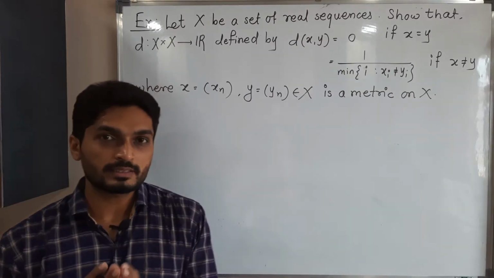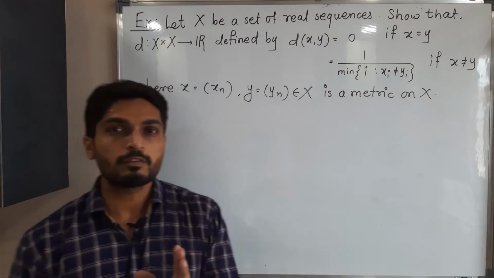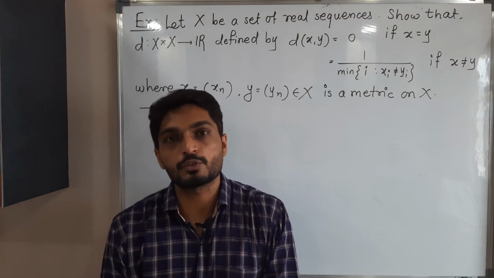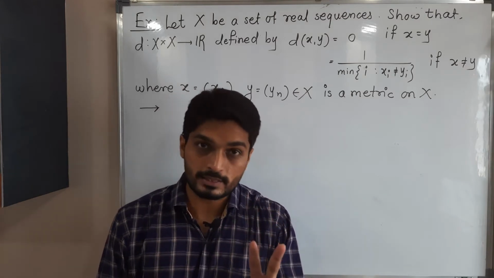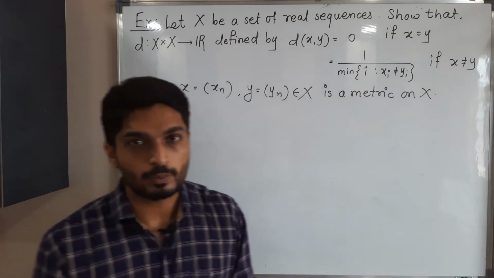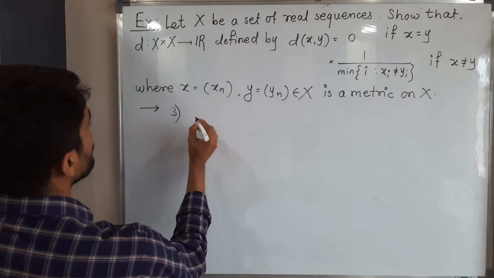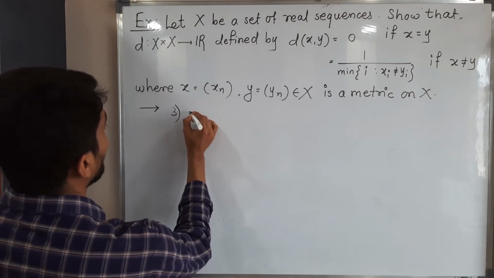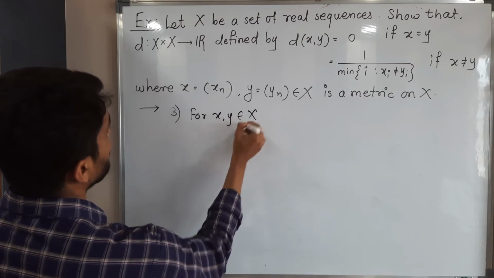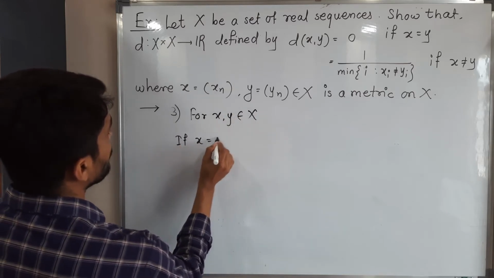Okay, so let us discuss the third condition. The third condition is d(x,y) is equal to d(y,x), right? But see, the function has two distinct definitions. So what will I do? I will discuss two cases here. First case is x is equal to y. Second case is x is not equal to y, right? So for the third condition, for x, y belonging to X, any arbitrary x, y I am choosing. Case 1 is if x is equal to y.